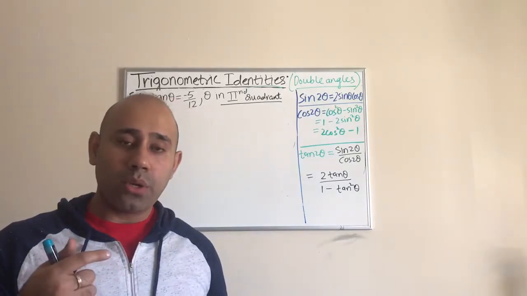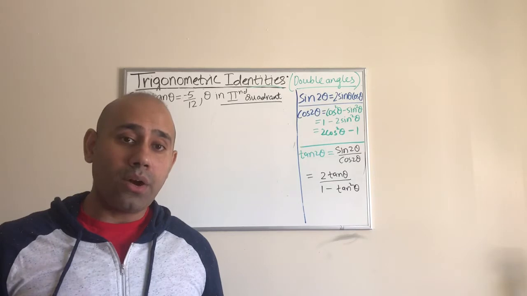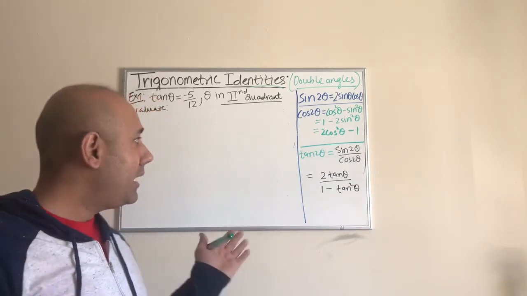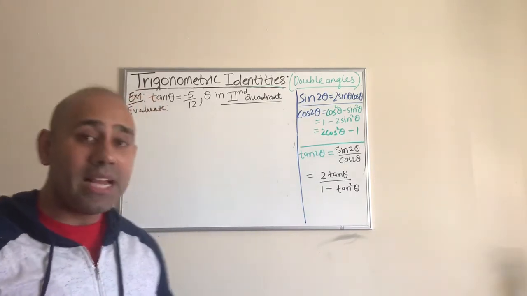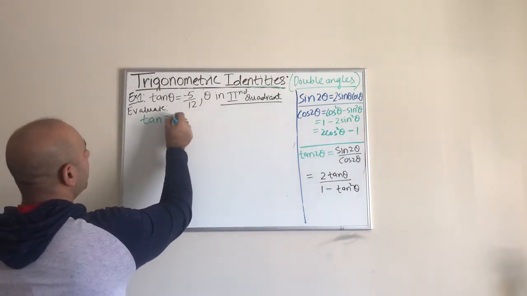In a previous video, I showed how to solve sine of 2 theta and how to simplify cosine of 2 theta, right? In this one, I'm going to show you how to evaluate tangent of a double angle. So we want to evaluate the tangent of 2 theta, okay?